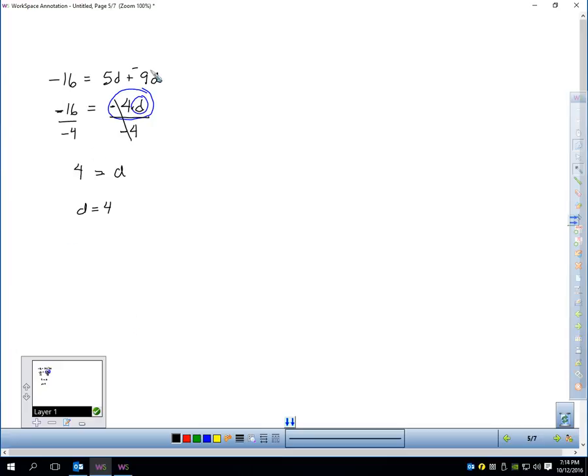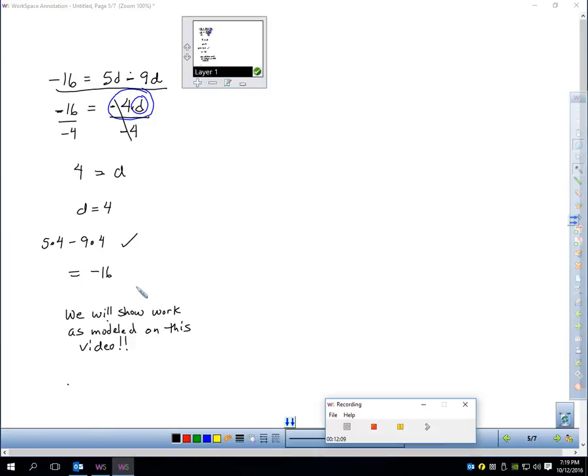Okay, let me check my answer. To take my calculator. Now this was the original problem. Let me erase it to what it was. That was the original statement right here. We're going to do 5 times 4 minus 9 times 4. And we want to make sure that when we do this, we get negative 16. Check that on your calculator. You do. Okay? Now, we will show our work. Okay? And let me just write that in here.